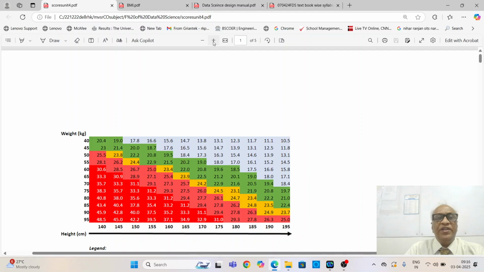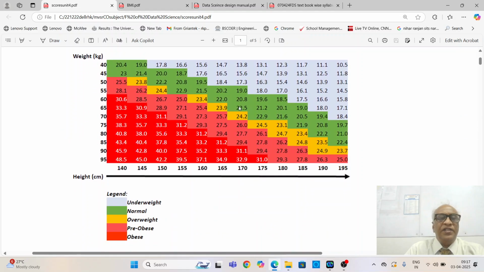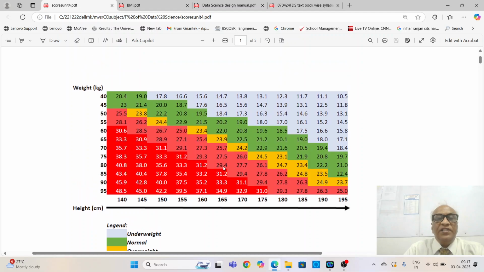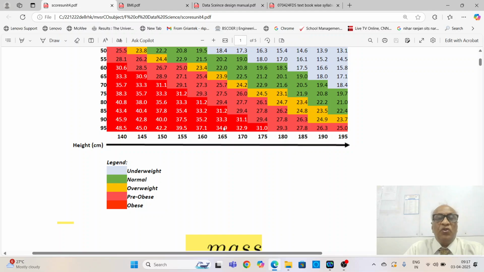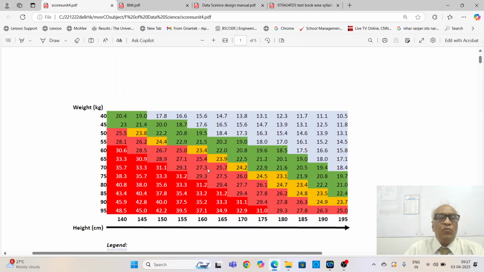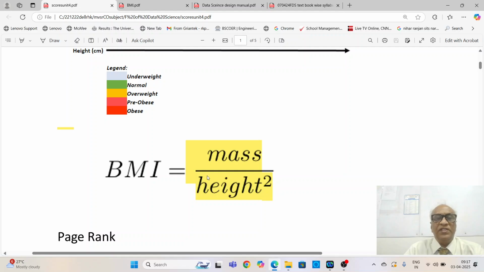Like here what we are seeing is body mass index, and you can see the legends here. Color legends are there for underweight, normal, overweight, pre-obese and obese. Same thing I'll check. My height is somewhere around here, 165 centimeters, and my weight is somewhere around here, 80. So my body mass index is coming to be around 29.4, and this legend says that I am pre-obese, on the verge of getting obese, so I need to take care of my health. So this is one of the scores called body mass index, and the formula for body mass index is mass divided by height square.